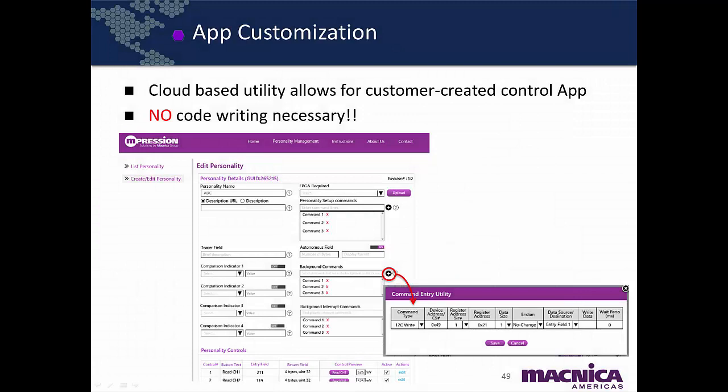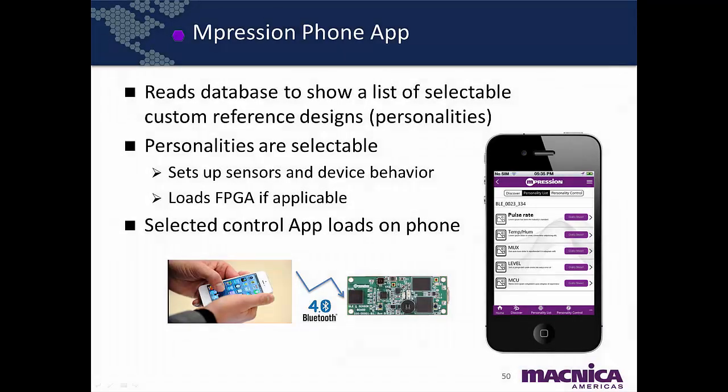An Mpression website lets you create a smartphone app to control your custom Bluetooth device in minutes without writing a single line of code. The app is built upon a framework that allows a user to choose a personality for the BLE device based on the available sensors. Once a personality is selected, the sensors are configured, and the FPGA is loaded, if applicable, and the appropriate control app is then loaded on the smartphone.